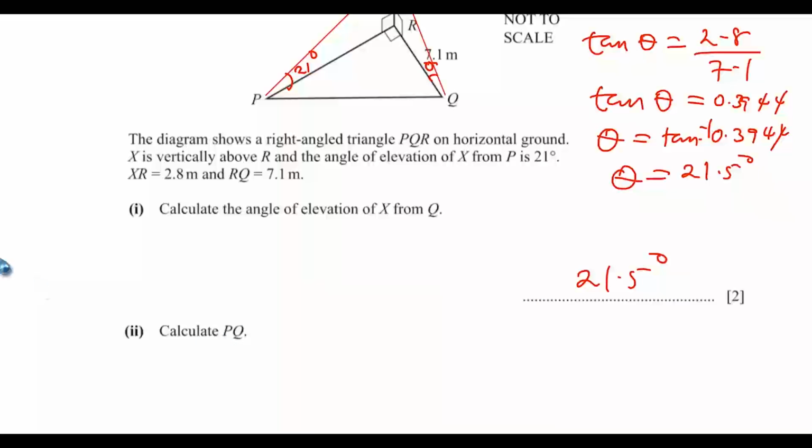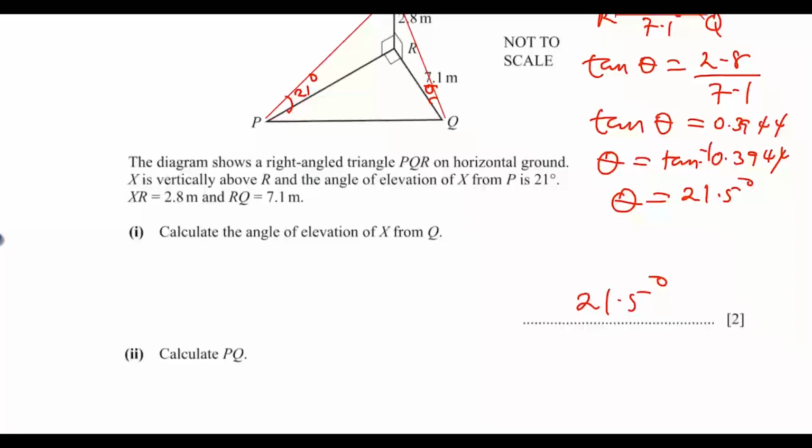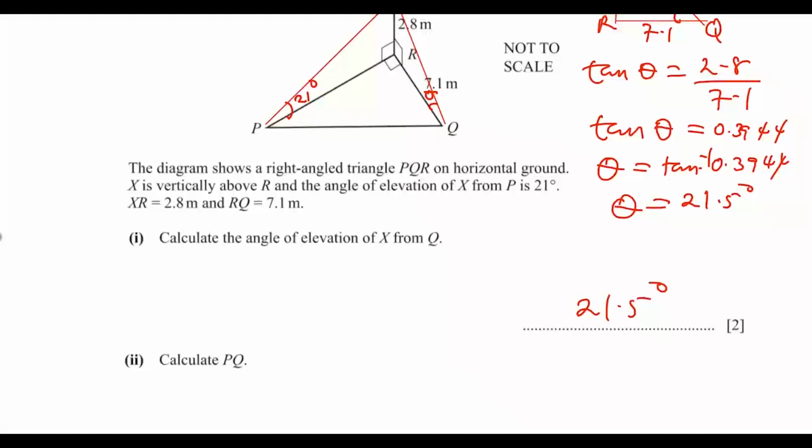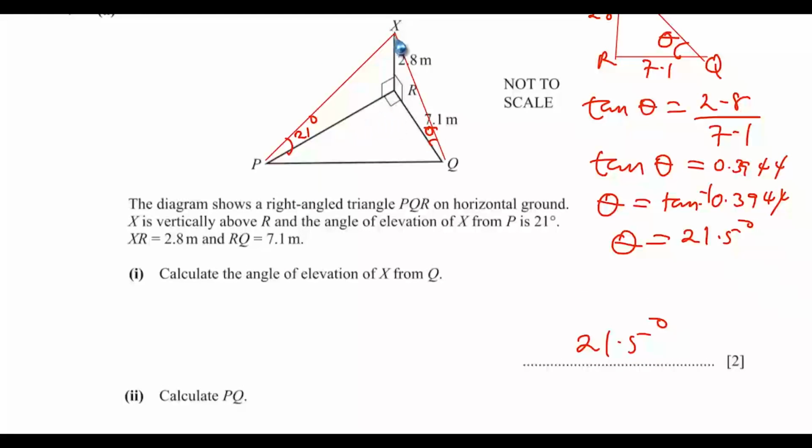So calculate PQ. To calculate PQ, we start from triangle PRX here, because we need to find side PR. Then after that, we can now use Pythagoras theorem to find the length of PQ. So that will be pretty easy.